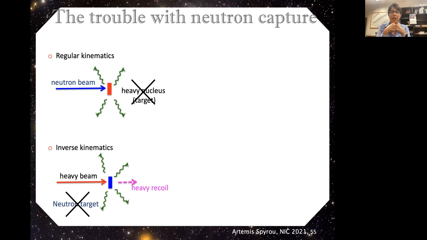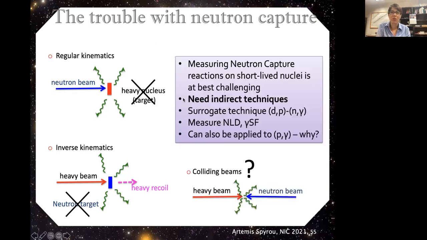So far, we haven't been able to get enough intensity for this, but it's still, for the future, or have some other way of creating a neutron target that is not exactly the traditional way. So there are thoughts, but right now, all we can do is just use these indirect techniques. So that's what I'll talk about.